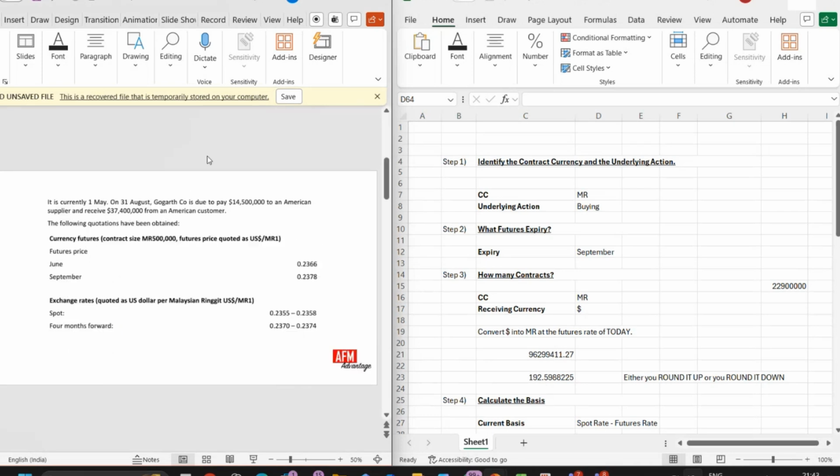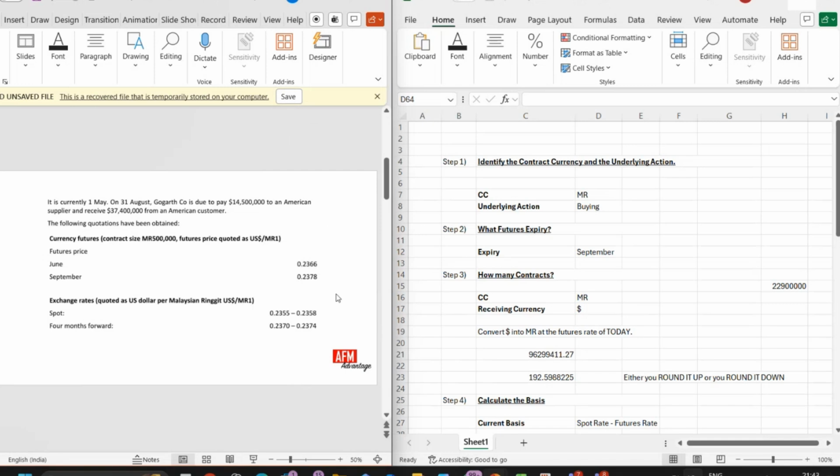So in front of us, we have an example, and you can quickly go through it. It's currently 1st May, right? On 31st August, Gogatco is due to pay 14.5 to an American supplier, receive 37.4, and so on. We have the currency futures that have been given to us, and we have also been given the exchange rates. The currencies in question over here are the Malaysian ringgit and the US dollar.